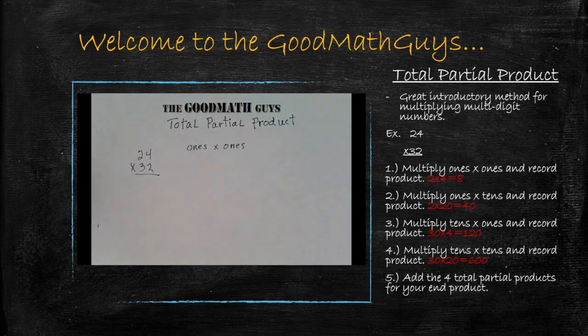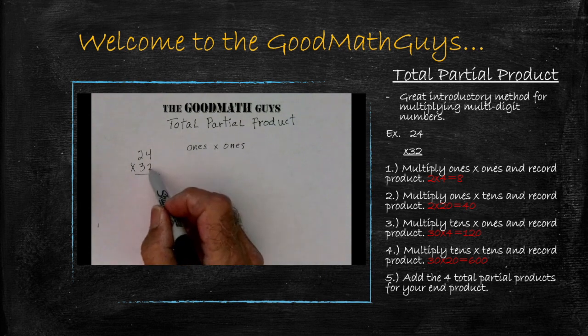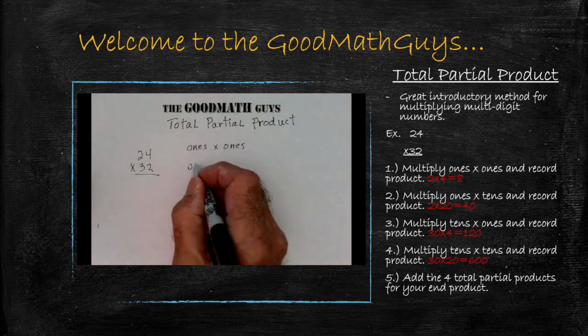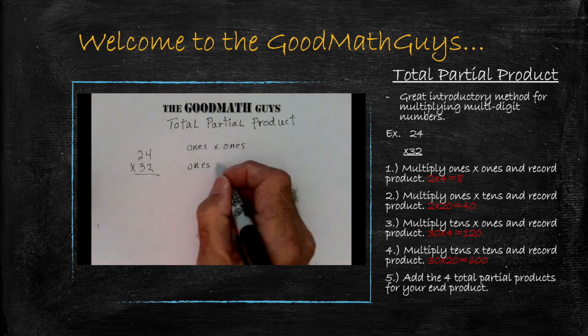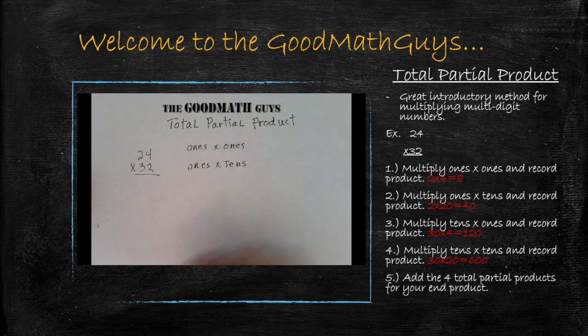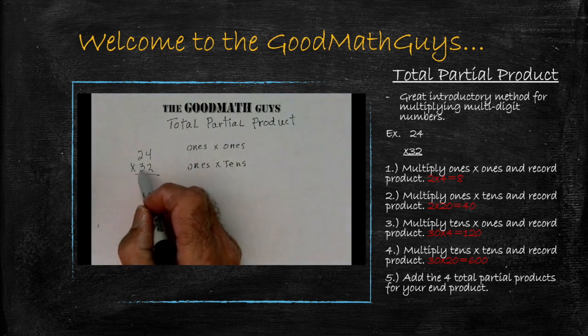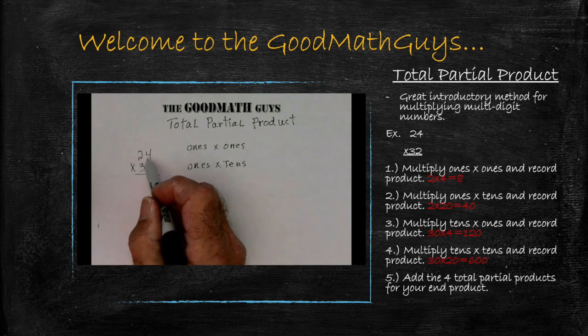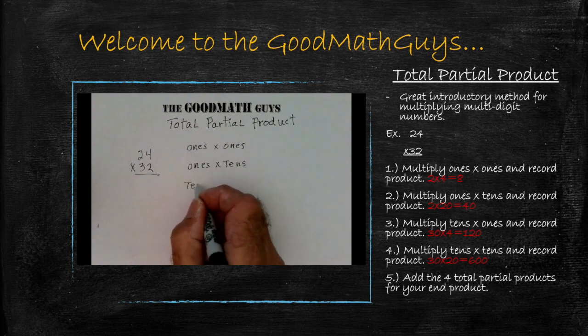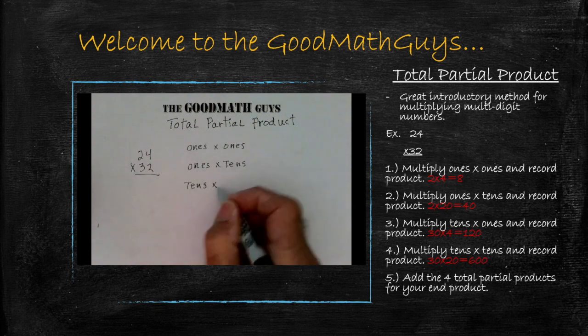My next question to the kids would be, what's the next thing we multiply? And stay thinking place value. Well, in this case, it's the ones times the tens. What's next in our scheme for multiplying in this problem? Well, it's to multiply tens times ones. It's kind of like a crisscross pattern here. So it would be tens times ones.